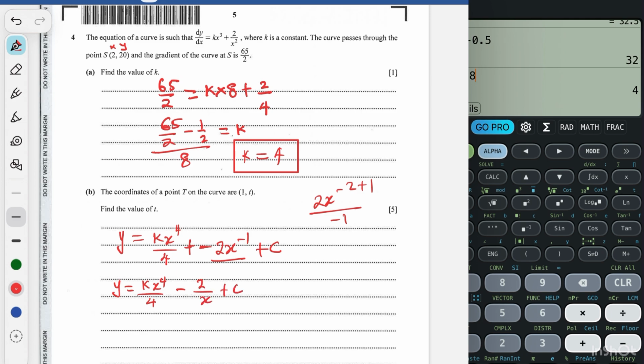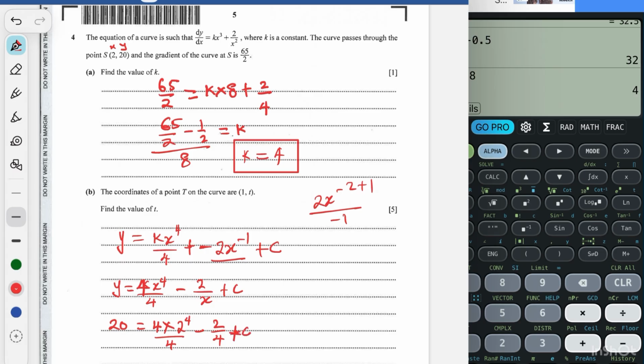So I will substitute my 2 and 20 to get c. So 20 is equal to, okay, k we already got as 4, so I can put 4 there. 4 times 2 to the power of 4 over 4 minus 2 over 2, right? Plus c.